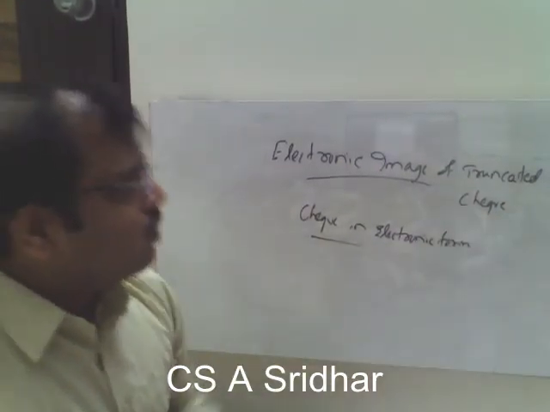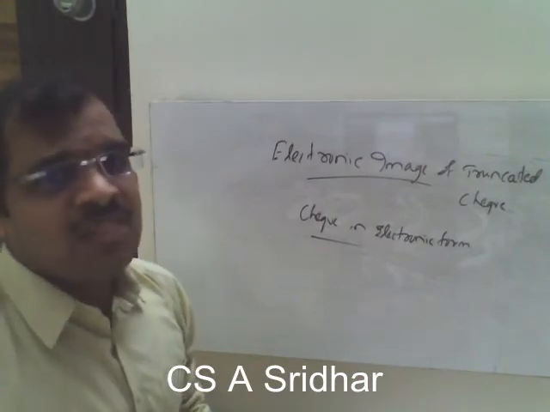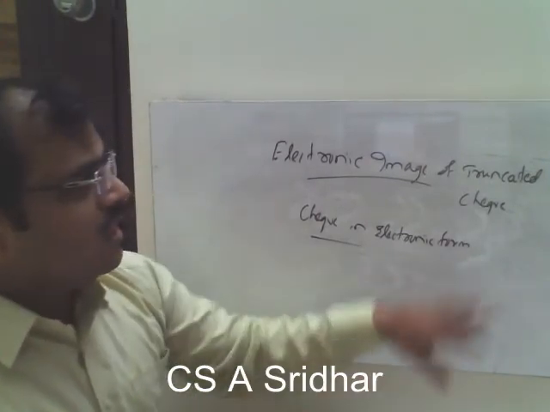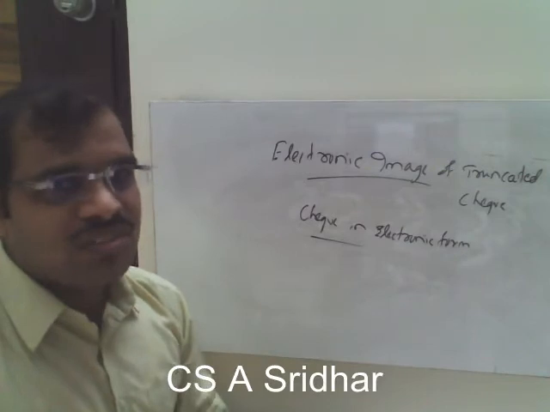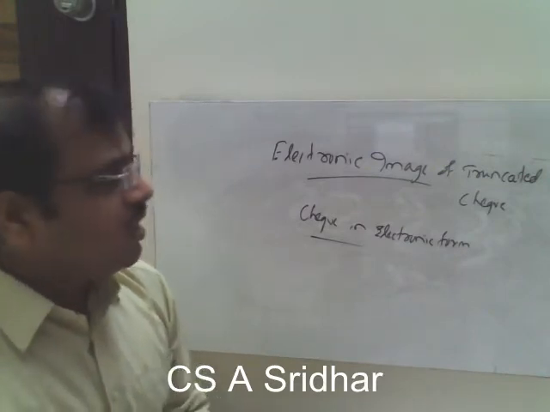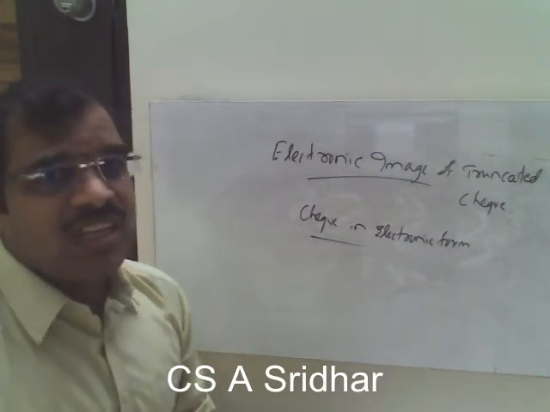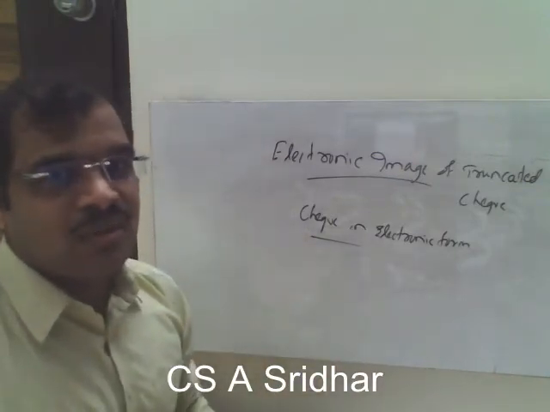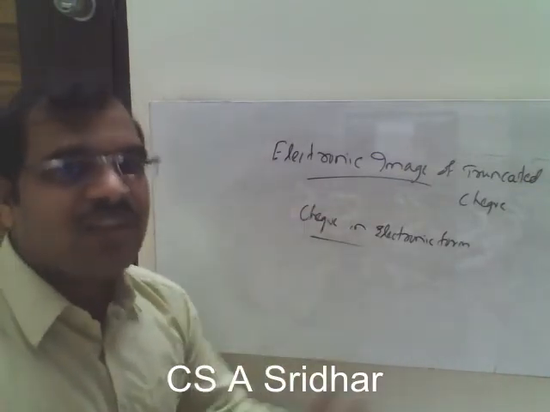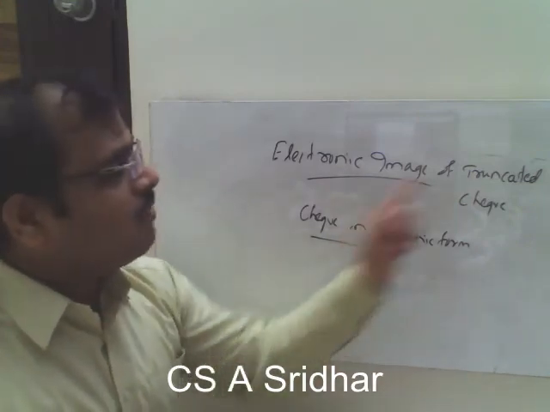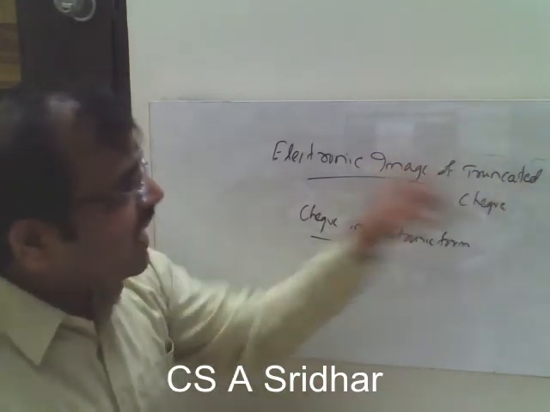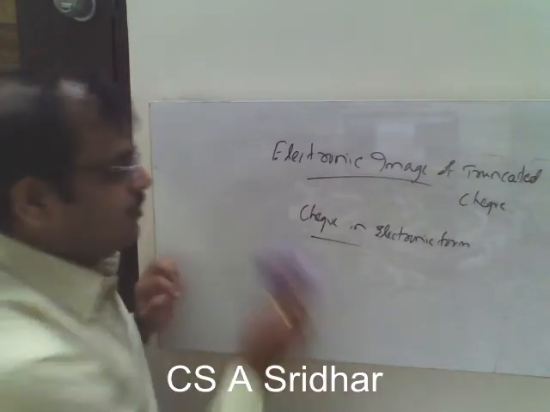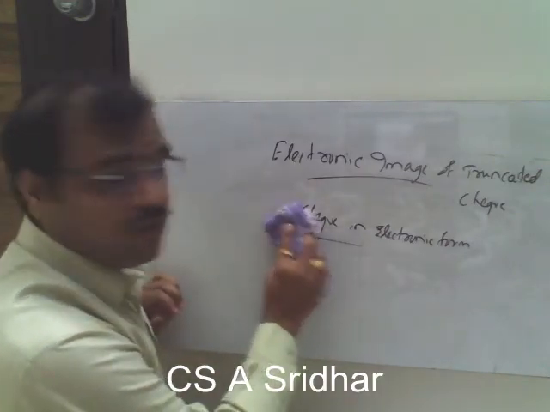Then where does the concept of truncating of checks come into the picture? Truncating of checks we don't see as a customer. It is there only with the clearing house. So now let us try to understand what is the meaning of clearing house and how it works. Then you can understand the meaning of truncated check and the electronic image of truncated check. We will discuss check in the electronic form later on.